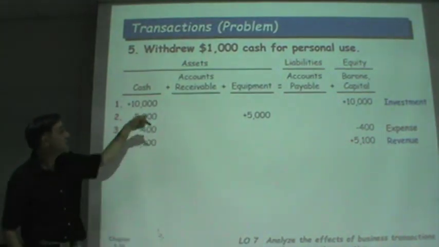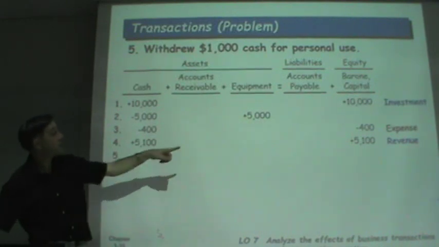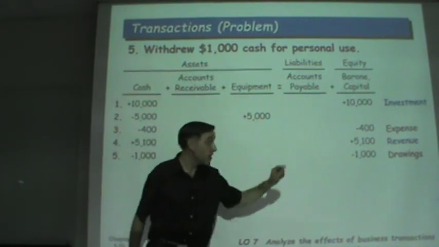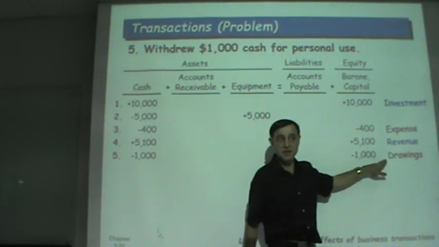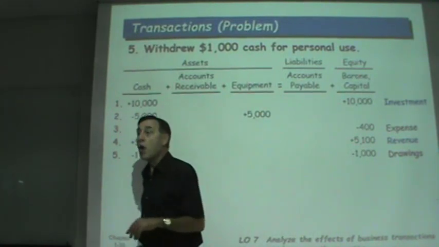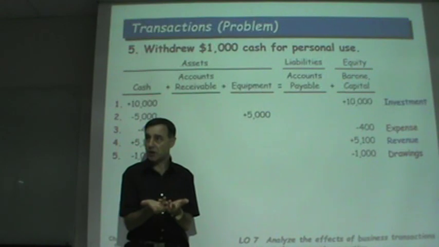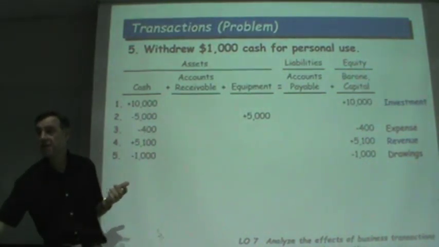So minus 1,000. Let's check. Minus 1,000, minus 1,000. Drawing. Okay, drawing. Drawing is the same as dividend. Or we sometimes say capital withdrawal. Okay. Number 5 was easy.